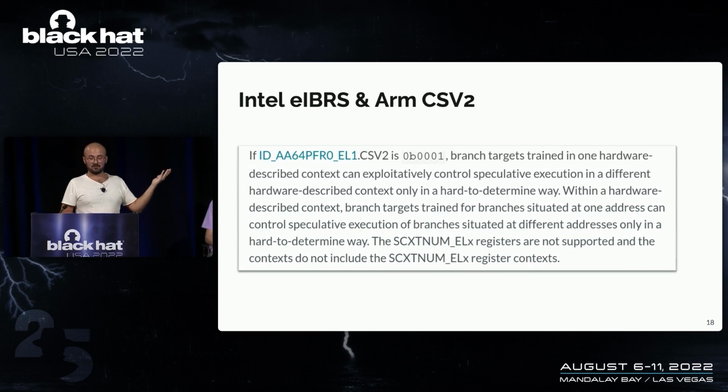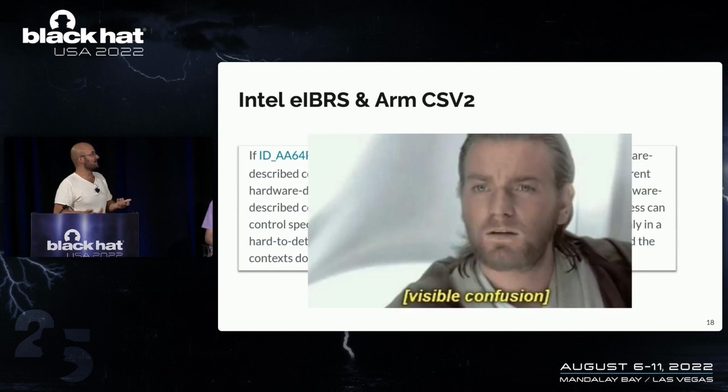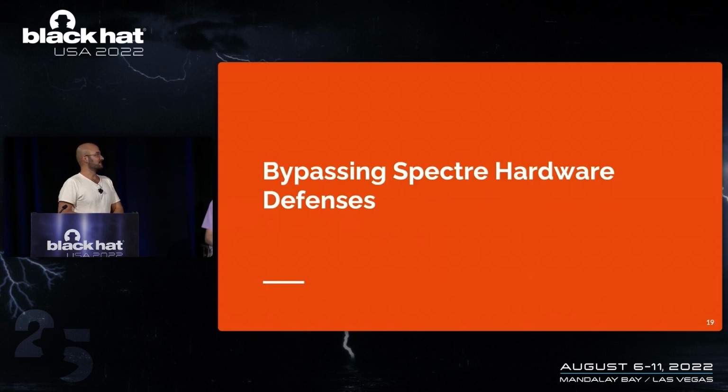And this is the ARM manual for the CSV2 function. In their manual already, they suggest that an attacker can exploitatively control speculative execution only in hard-to-determine ways. So clearly, we were kind of confused when we started working on this, because what does this even mean? So we started looking at how we can bypass these mitigations. And now I'm going to explain to you how we did this.